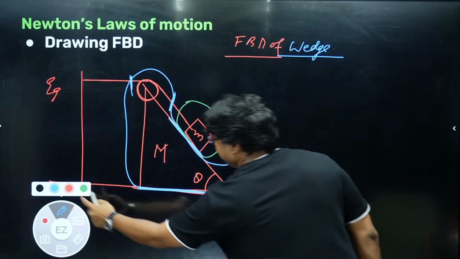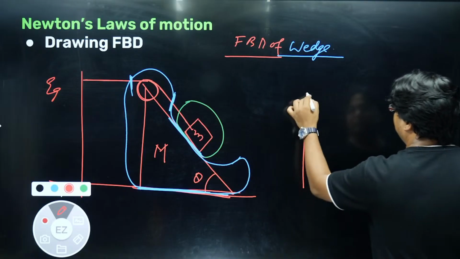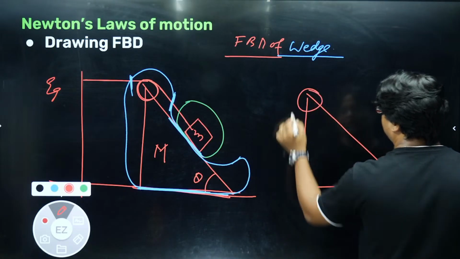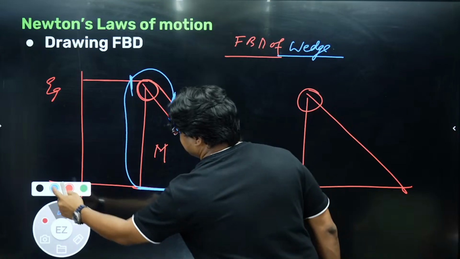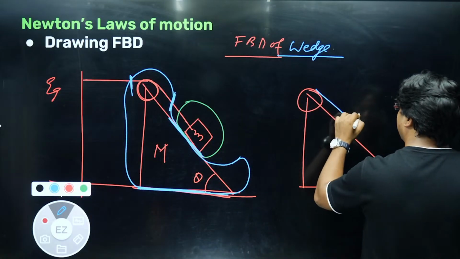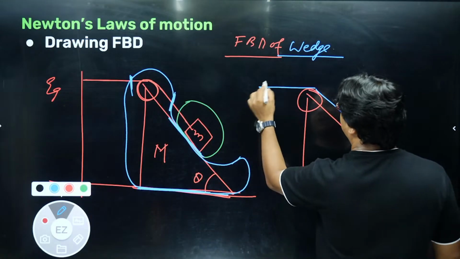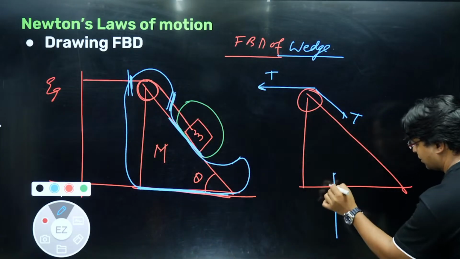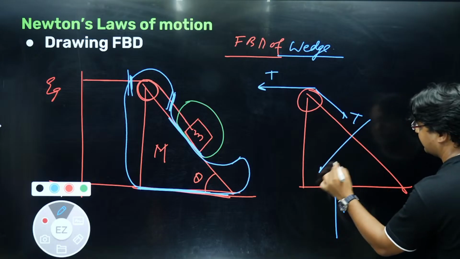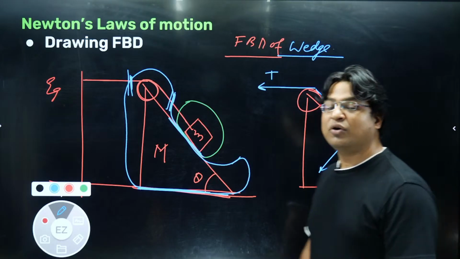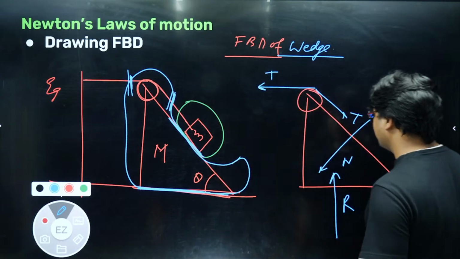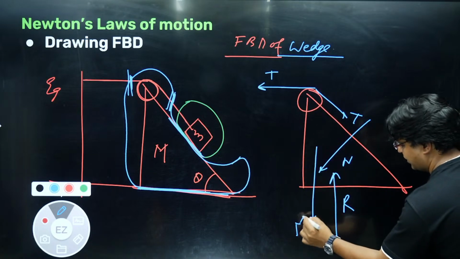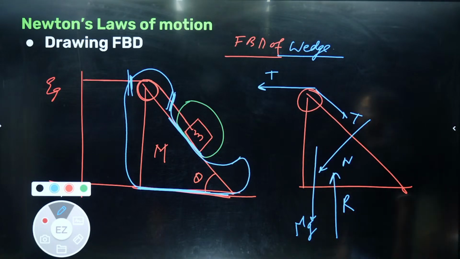So if I draw the wedge here, what are the contact forces that I need to draw? I will be drawing a tension here, I will be drawing another tension here. These are the two contacts that I broke. Then I will be drawing a normal force from the ground, and a normal force from the block. So these are my contact forces. As far as non-contact force is concerned, that would be mg for now. So that finishes my FBD.